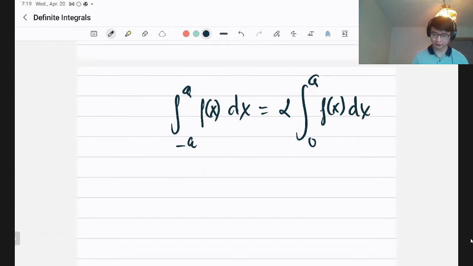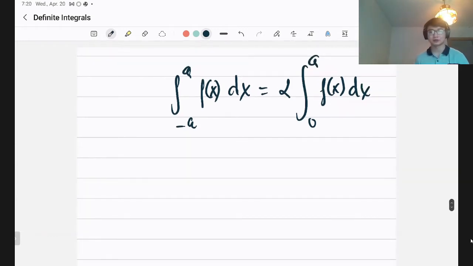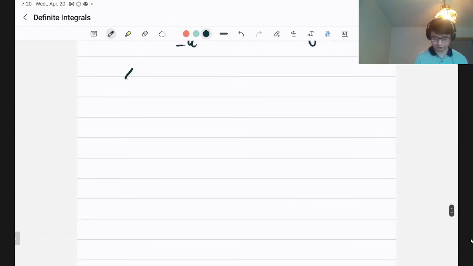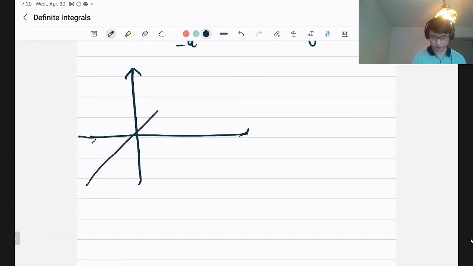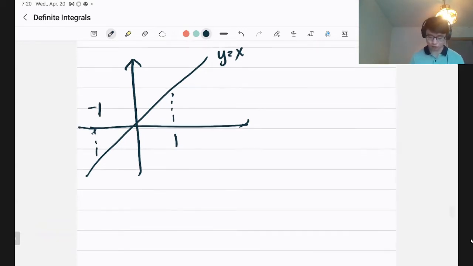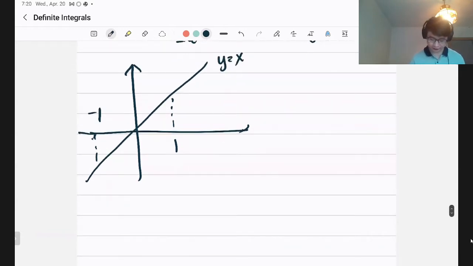Well, for example, let's use this property to solve some problem. Let's imagine I have a straight line like this, and let's just say y is equal to x. And I want to measure the area in between -1 and 1. So the interval is from -1 to 1, and let's do the integration. So let's do it like -1 and 1 here, right?